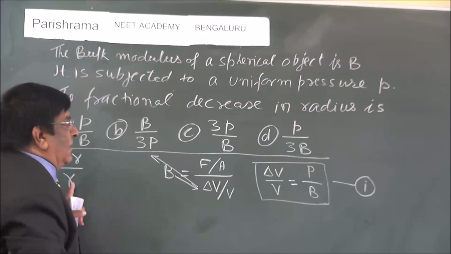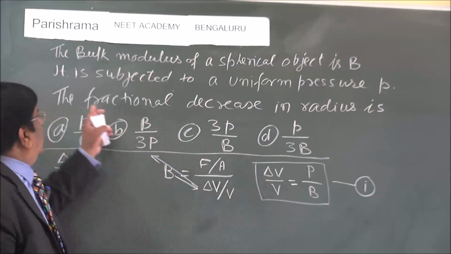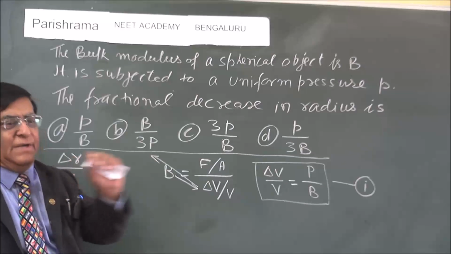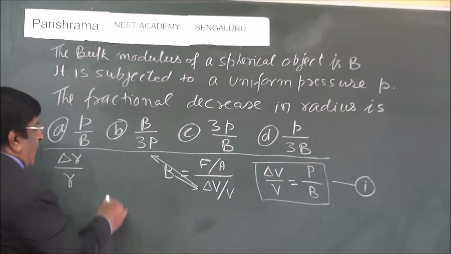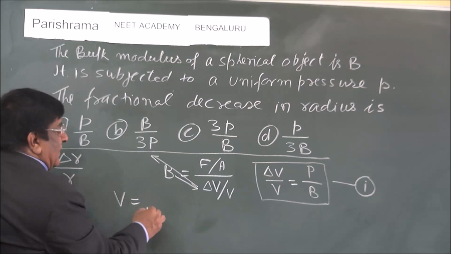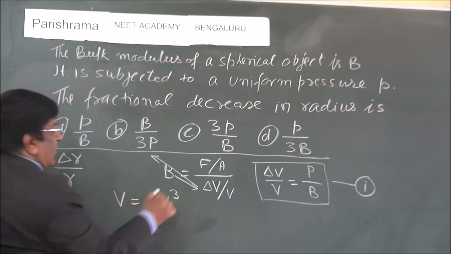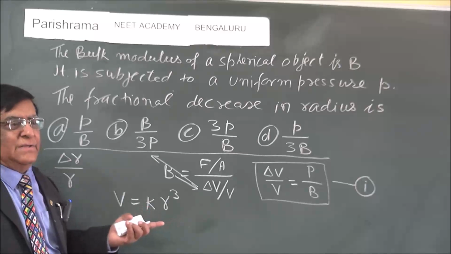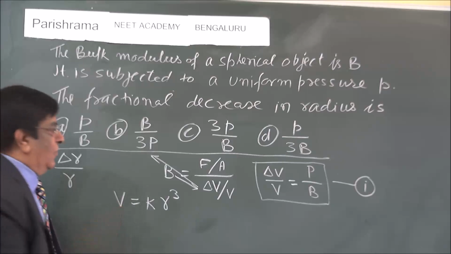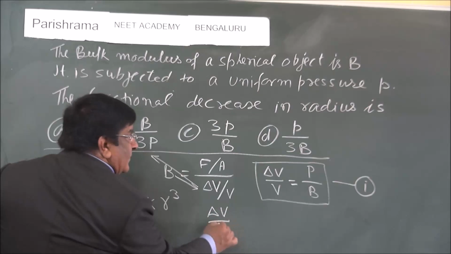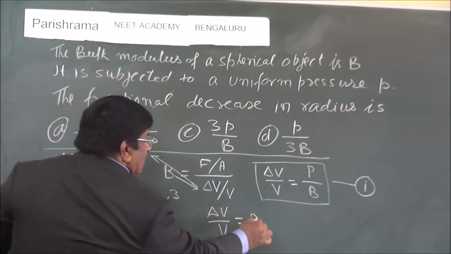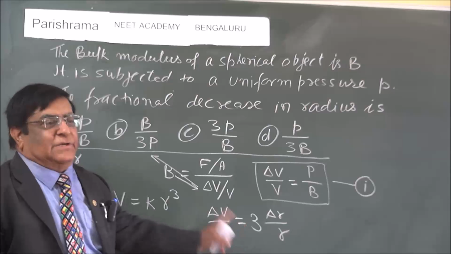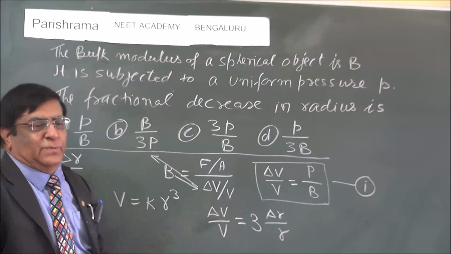Now we come here. This is not the answer we need. We need the decrease in the radius. Now what is the relation of radius to volume? Volume is equal to 4 upon 3 pi, which is a constant, times r cube. Now we have studied in the chapter on errors that the fractional change in volume, delta V upon V, will be equal to 3 times delta R upon R. This is the relation. It came by differentiation, and this we know.